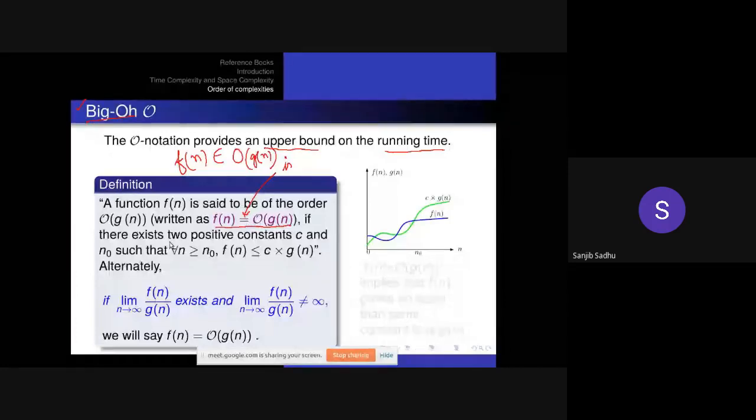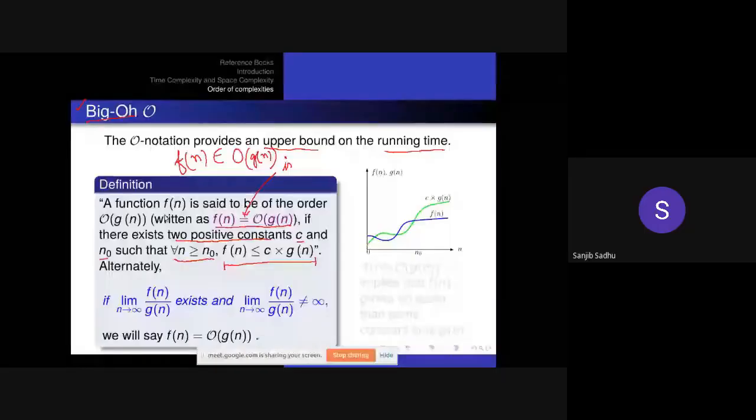What is fn? fn is said to be big O of gn if there exist two positive constants, c and n naught, such that for all values of n greater than or equal to n naught, we have fn less than or equal to c into gn. Then we call that function fn is big O of gn.